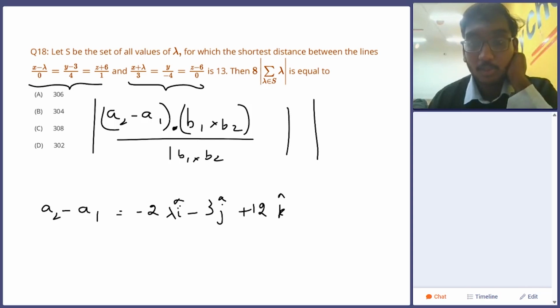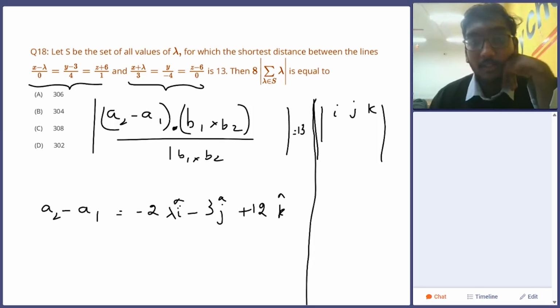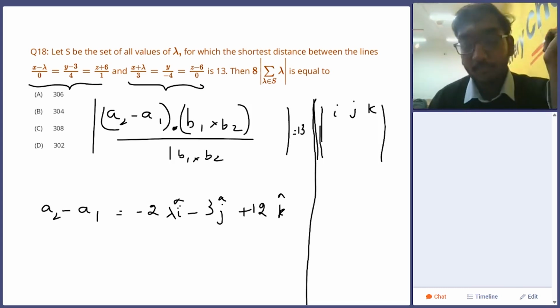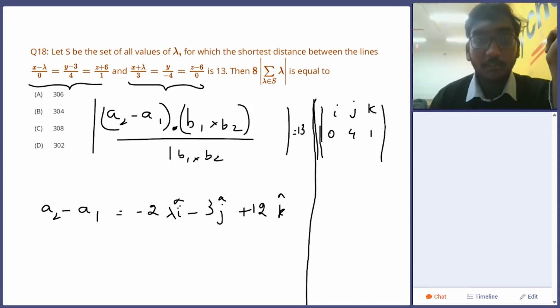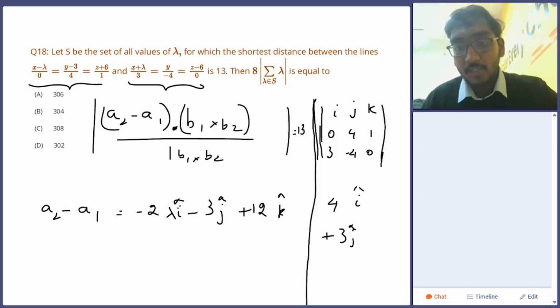And what about B1 cross B2? The distance is actually given to be 13. In this section, I will find B1 cross B2. I, J, K. B1 and B2 are the parallel vectors of this line and this line respectively. This will be 0, 4, and 1, and this will be 3, minus 4, and 0. So B1 cross B2 will be 4 I cap plus 3 J cap minus 12 K cap.